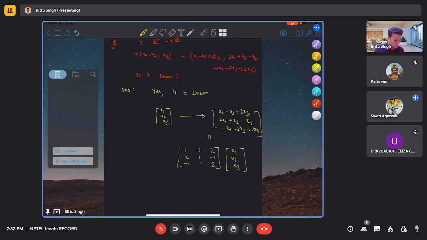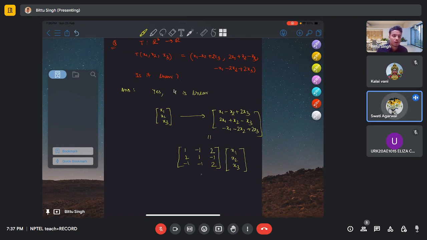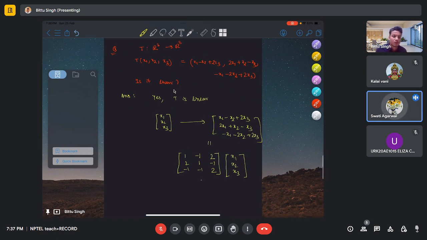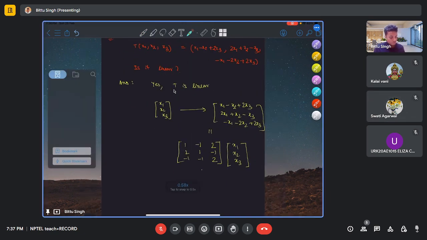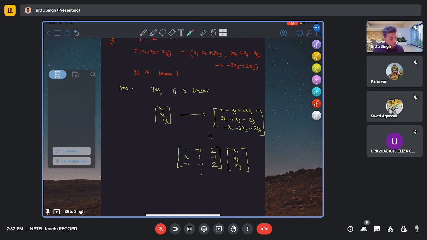Sir, how did you find these coefficients so quickly? Yes, because you can see that here the coefficient is 1, here minus 1, here 2. So the first row will be 1, minus 1, 2, and similarly for the second. I got it. Yeah, thank you. From here you can conclude T is a linear transformation.